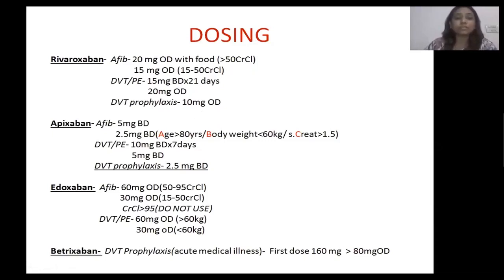day. Apixaban is used in non-valvular atrial fibrillation patients at a dose of 5 mg BD. And if the age of the patient is more than 80 years, body weight is less than 60 kg, and the serum creatinine of the patient is more than 1.5, the dose is to be reduced to 2.5 mg BD. Apixaban for DVT prophylaxis is used at 2.5 mg twice a day. This is commonly used in the current situation of COVID-19 for DVT prophylaxis.